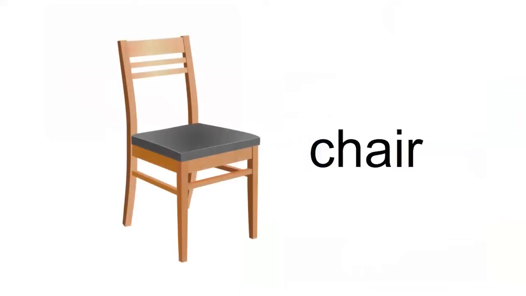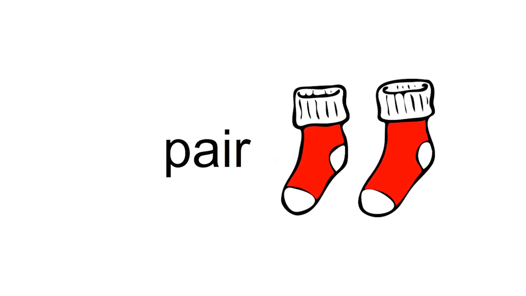When you see the letters appear on the screen, sound them out, and then we'll blend them together to make the words. Ch. Air. That's how we spell the word air, but it's also part of other words like chair. Air. Pear. Now, this isn't the pear fruit. This is when you have two of something, like a pair of socks.